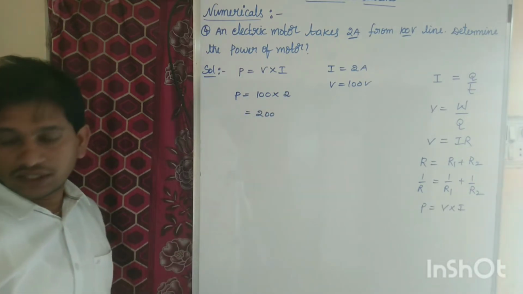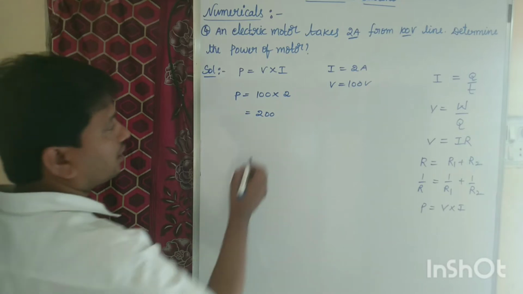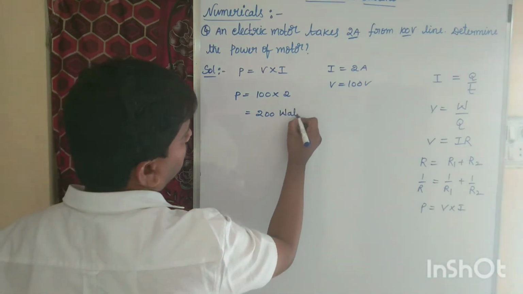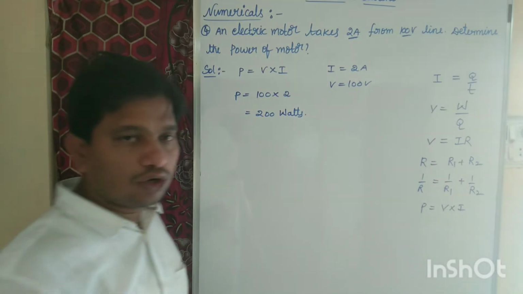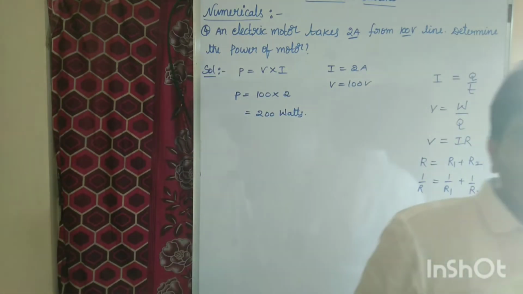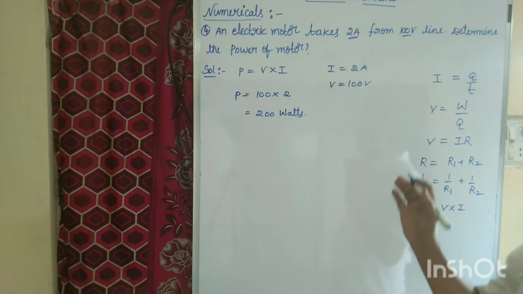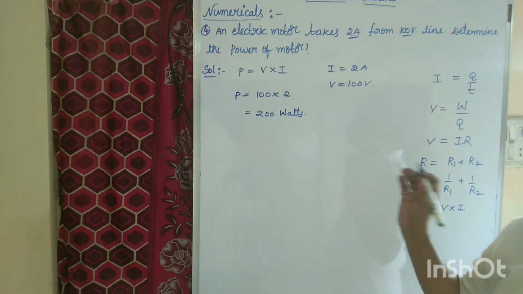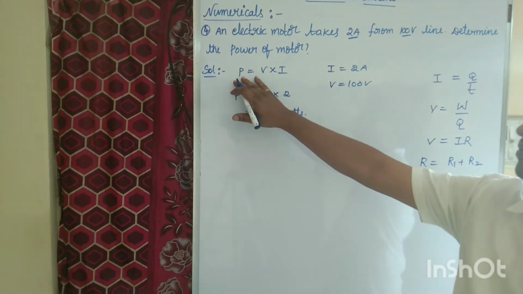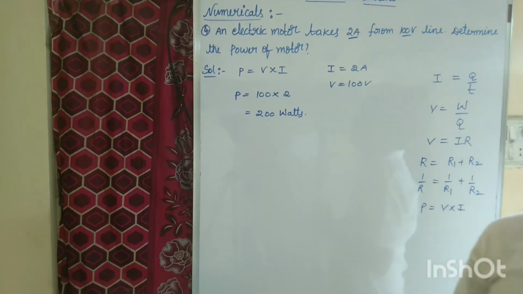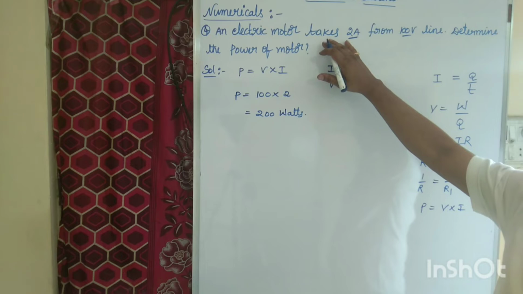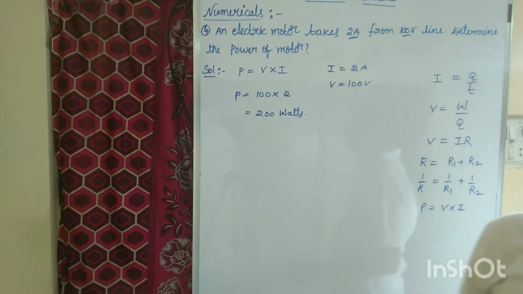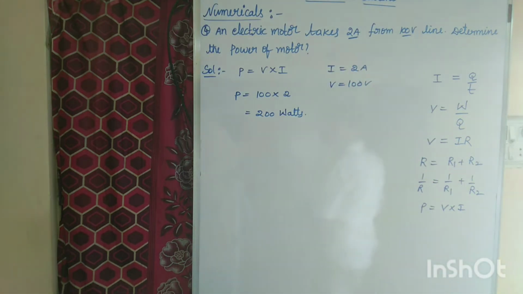So what is the electric power P equal to? 200, and the SI unit of power is watts. Okay, and the commercial unit is kilowatts. Is it clear? It is a direct question. Sometimes they will ask for 2 mark question, that too directly. If you know the formula of electric power P is equal to what? V into I. So as V is given 100 volts and I is 2 amperes, P equal to V into I, 100 into 2, that is equal to 200 watts.